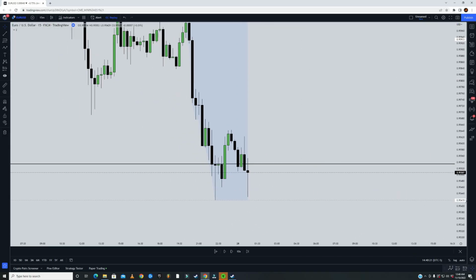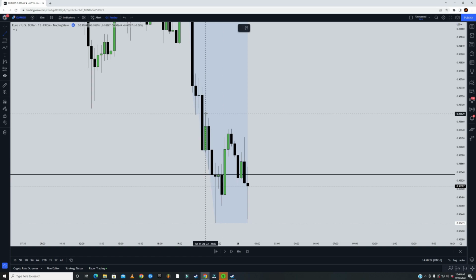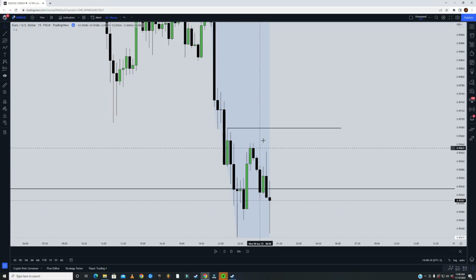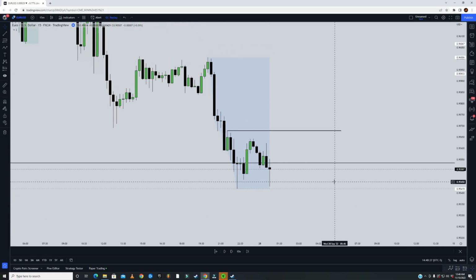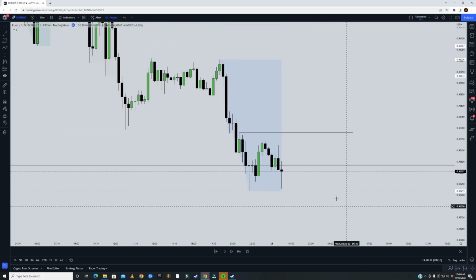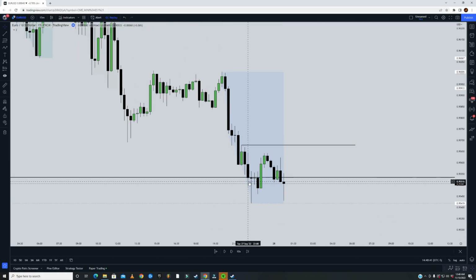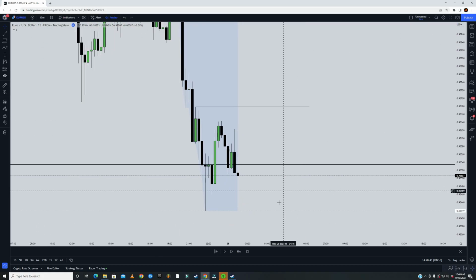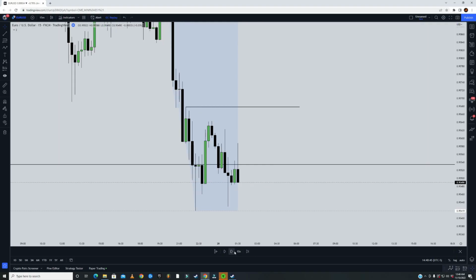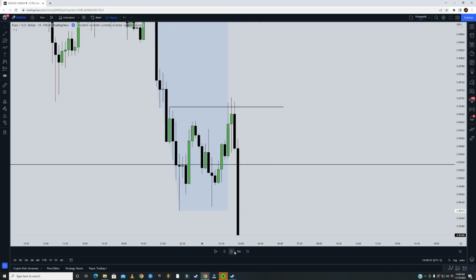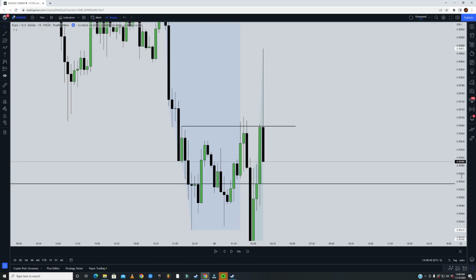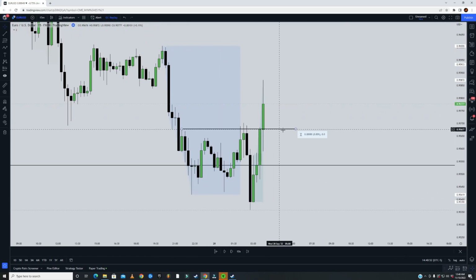So as you can see, before sweeping the liquidity, price left the structure. It was not created after touching the line. It was not created after sweeping the liquidity, but it was created before price went and took the liquidity. As you can see, we have the boom, boom, and then we have a touch. So this is a structure. You wait for the price to break the structure, and boom, this is your market structure break.